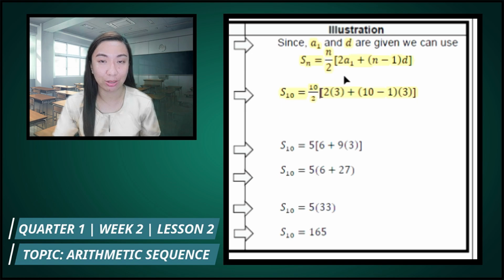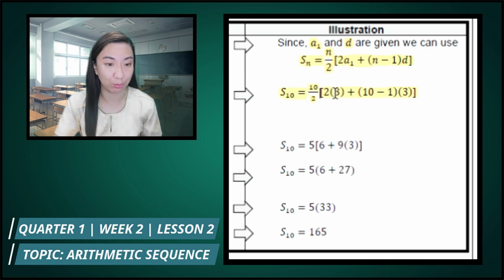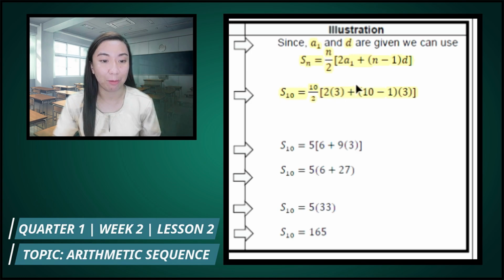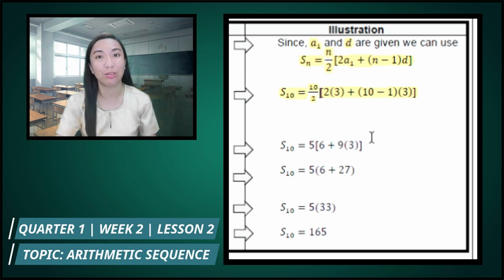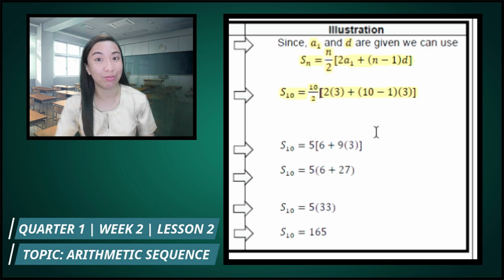Please do not forget to write open and close parenthesis. You will know that you need to multiply 2 and the first term, or 2 times 3, plus the quantity of n, which is 10, minus 1, and then times the common difference, which is equal to 3. Once we have substituted all the variables in the given formula, it's time to evaluate the given equation using the PEMDAS rule.